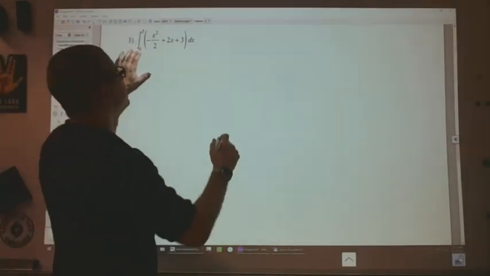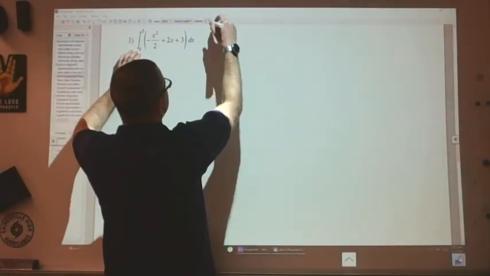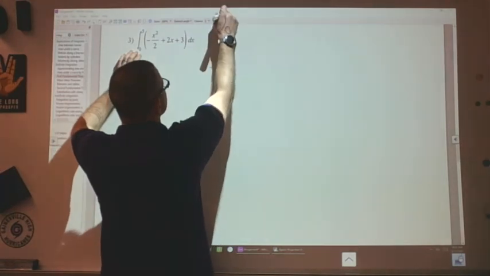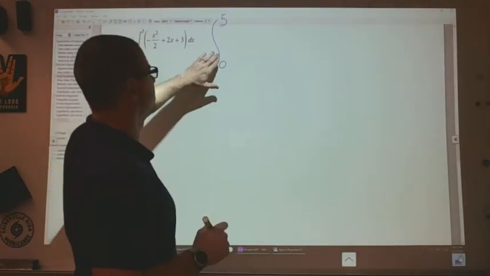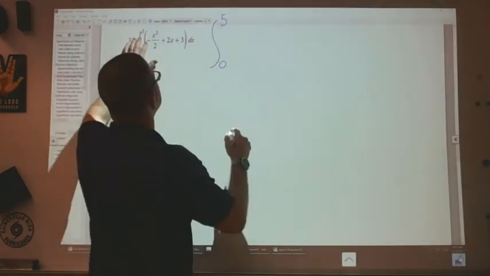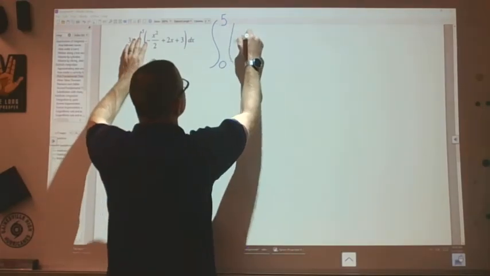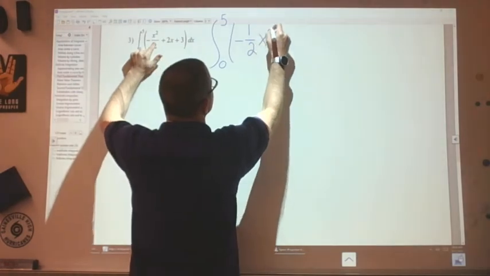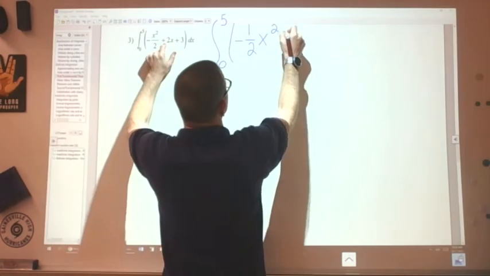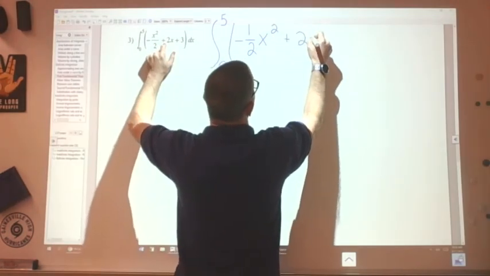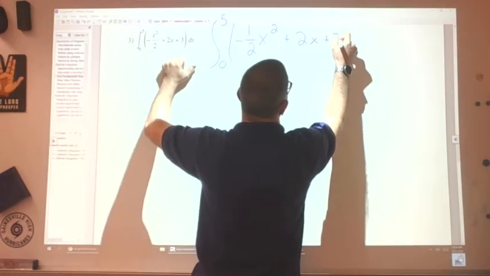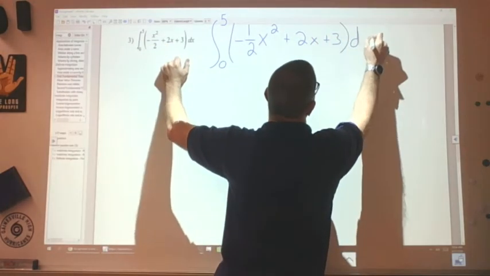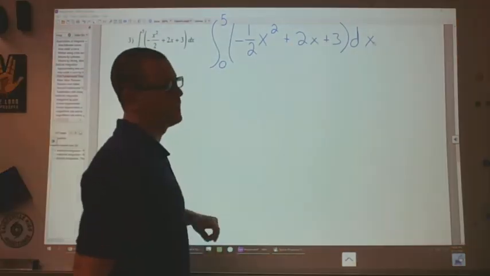So what we've got is the integral from 0 to 5. Those are my boundaries of integration, lower bound to upper bound. And then negative 1/2 x squared plus 2x plus 3 dx. So this is going to work just like the last one.